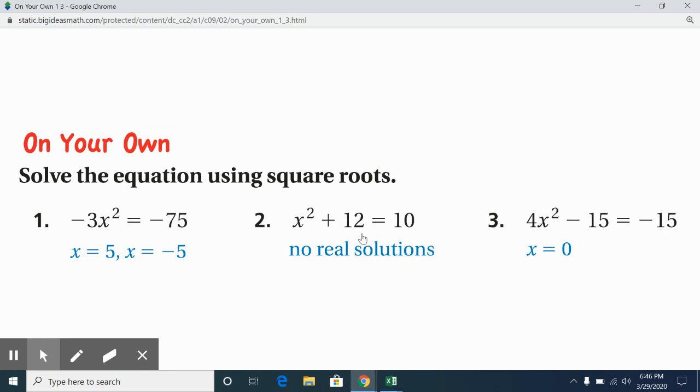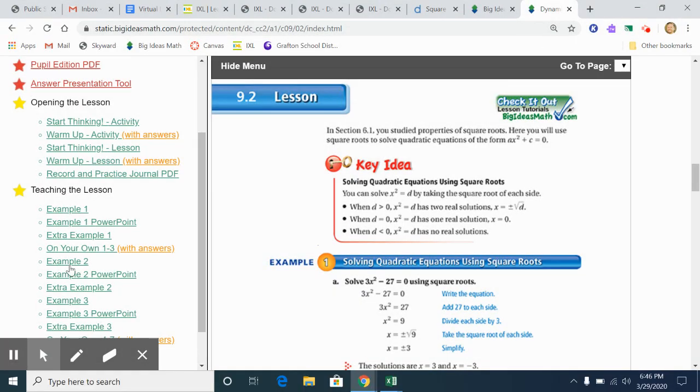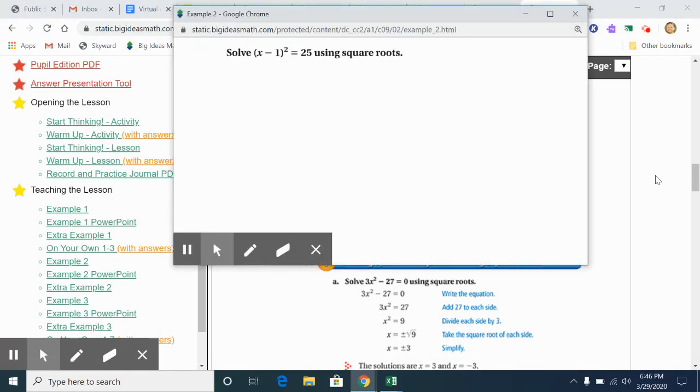Number 2, if we subtract 12 from 10, we end up with a negative number. So x squared would equal negative 2. That's not possible, so no solution. And then last here, we add 15, we get 0. We divide by 4, we still get 0. Then we have x squared equals 0, and the square root of 0 is 0. So there it is. Now moving on.